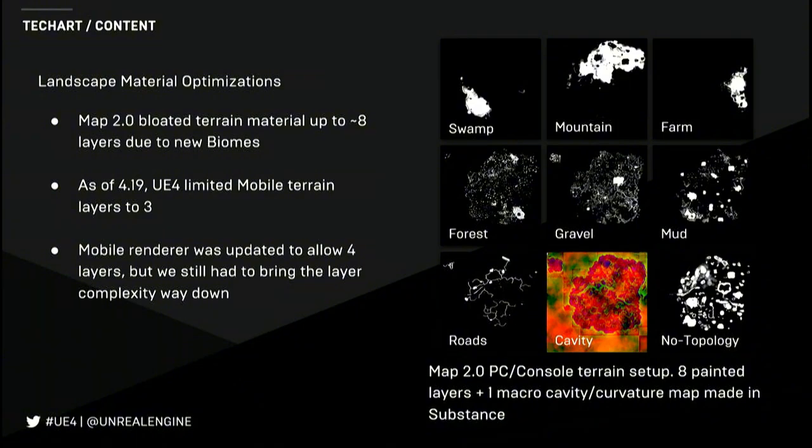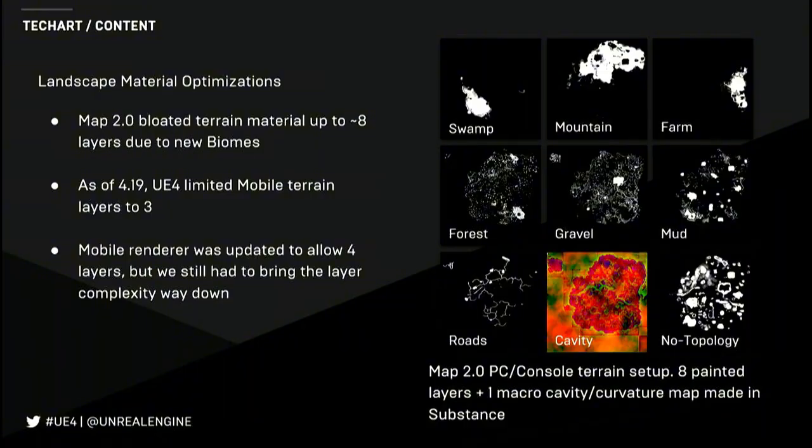On the right, I'm showing the different masks that were there previously. So all the black and white ones are hand-painted masks that a level designer went in and painted on the terrain. The 3 biomes up top, forest, gravel, mud, roads. And then this nice colorful thing at the bottom there is a cavity map that one of our level designers, Stu Fitzsimmons, made in Substance Designer. And that gives the whole terrain a little bit more macro, detailed, kind of an artistic touch.